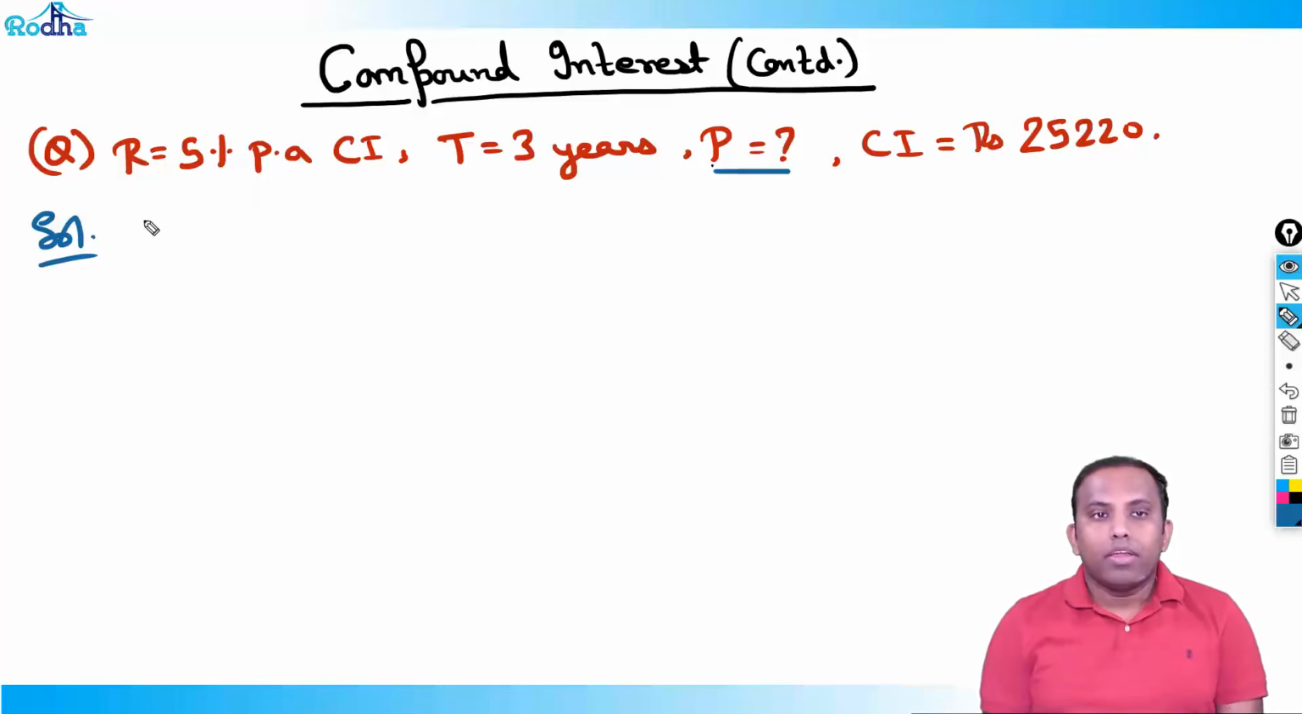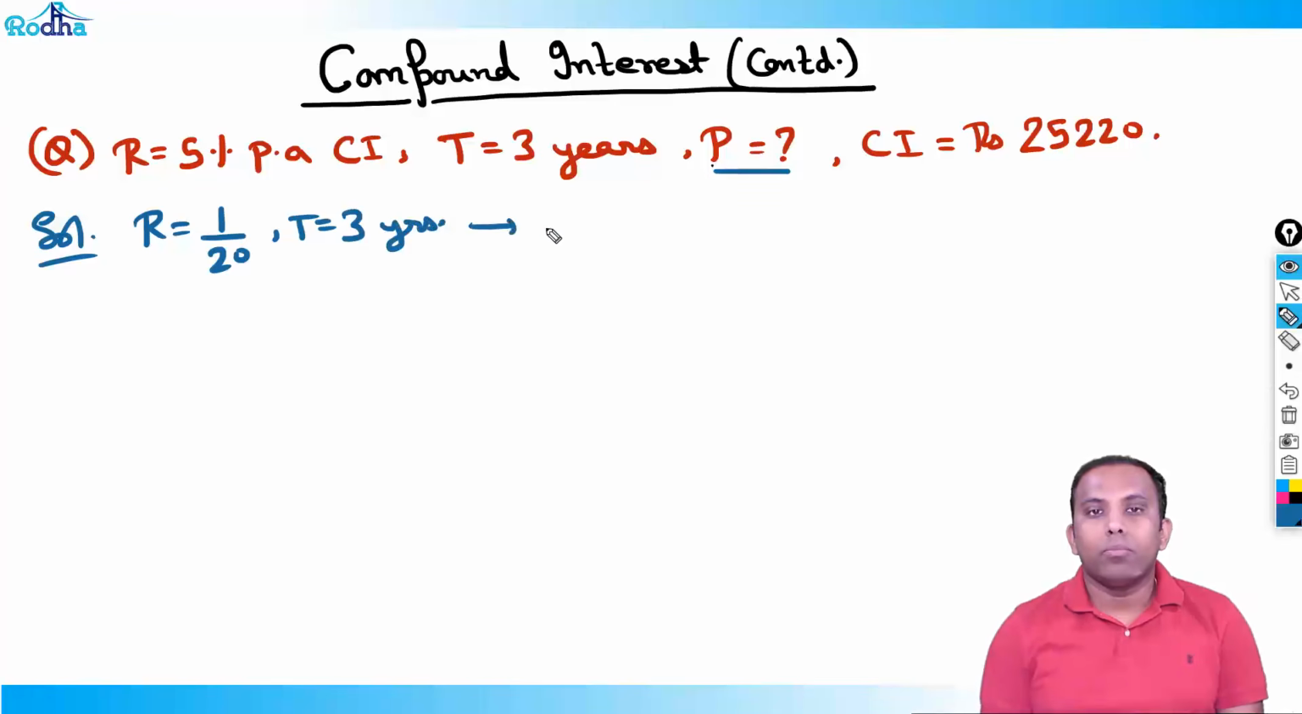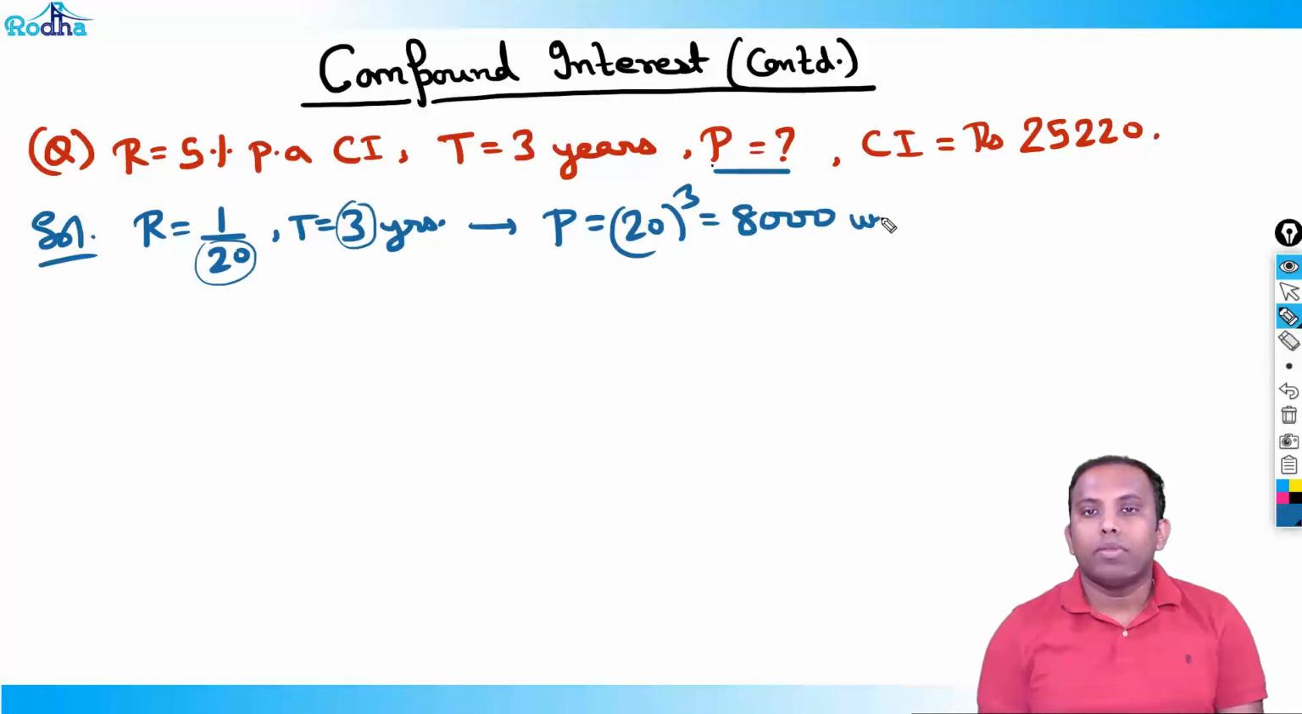Now the rate in fractions, how much? It is 5%, so 1 by 20. And since T is 3 years, what will we assume? We'll assume P as 20 cube, that is 8,000 units. I'll assume the principal to be 8,000 units, right?